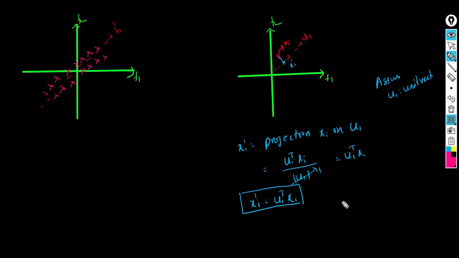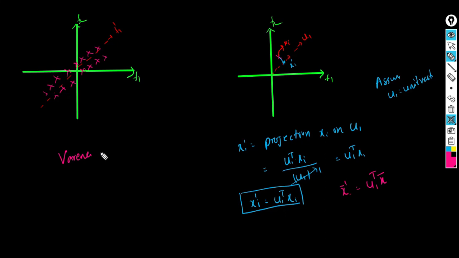And similarly for the mean point, we will get x bar dash is equal to u1 transpose into x bar. Okay, for all the points, one point is this one, the mean point is this one. Now this is the direction having maximum variance. First we will find the variance, then we will find the maximum variance direction.